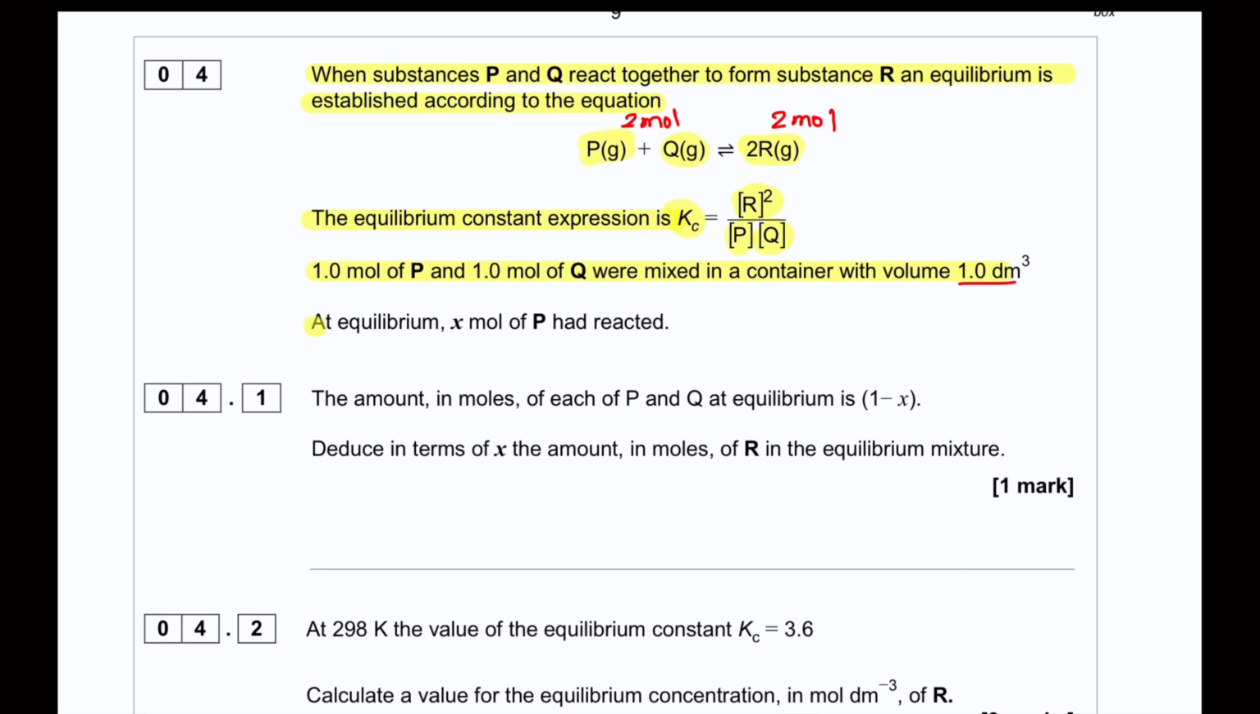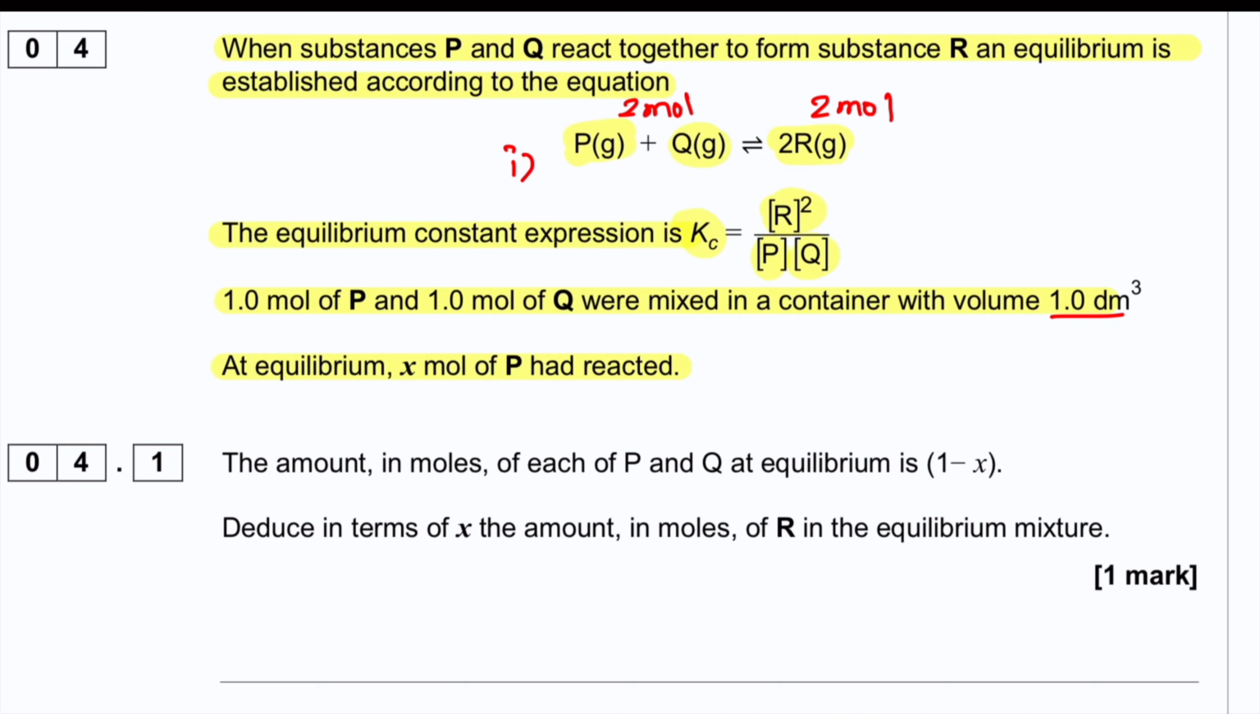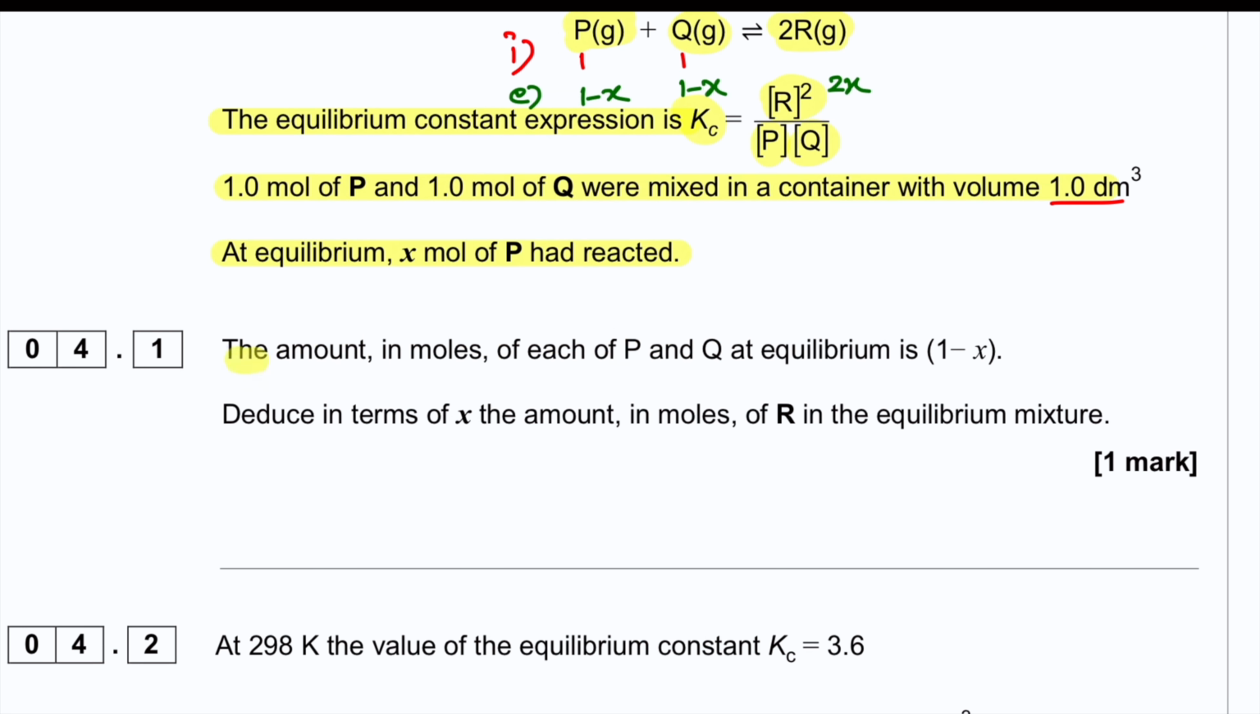At equilibrium, X moles of P had reacted. So considering that, we started with initial, let's make it a little bit bigger, 1 mole per dm cube, 1 mole per dm cube. And at equilibrium, we have 1 minus x, 1 minus x. And on the other side, we will have 2x. The amount in moles of each P and Q at equilibrium is 1 minus x. Deduce in terms of x the amount in moles of R in the equilibrium mixture.